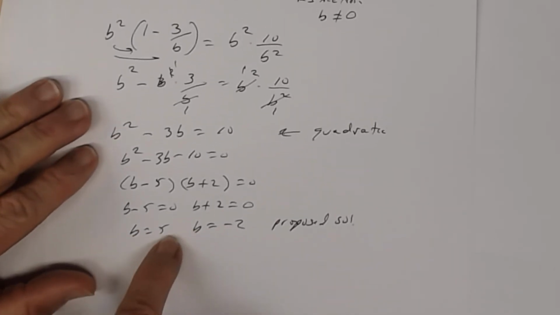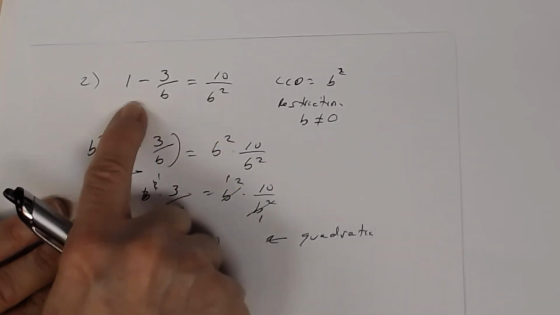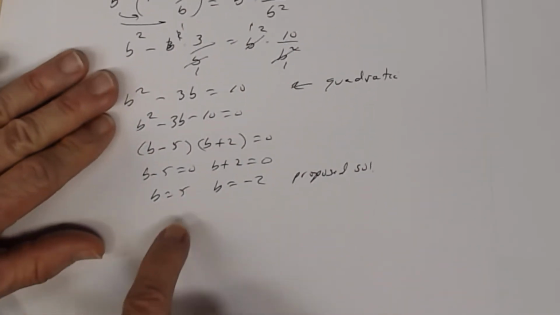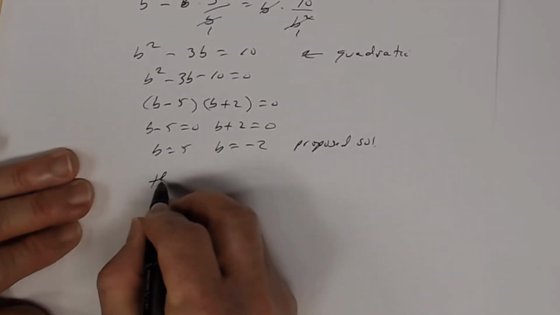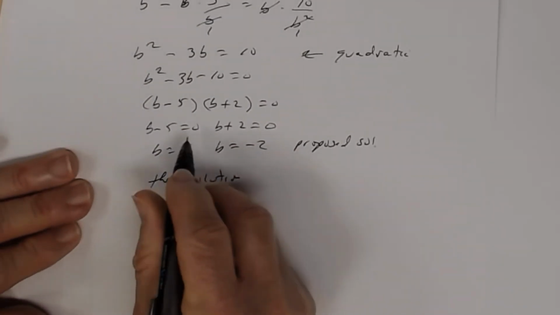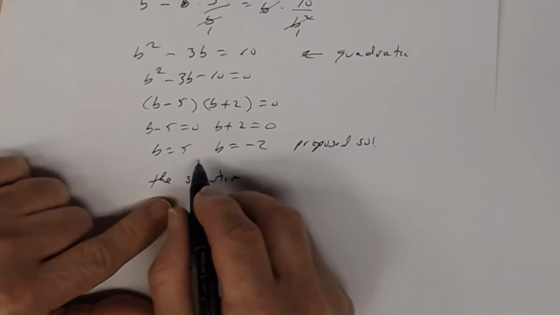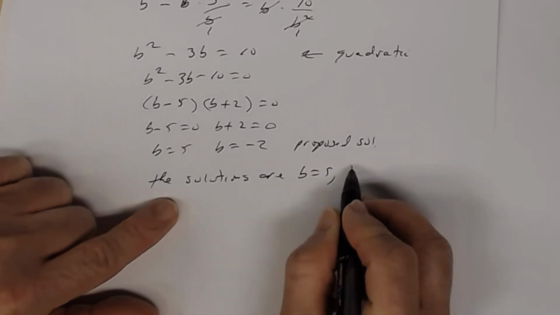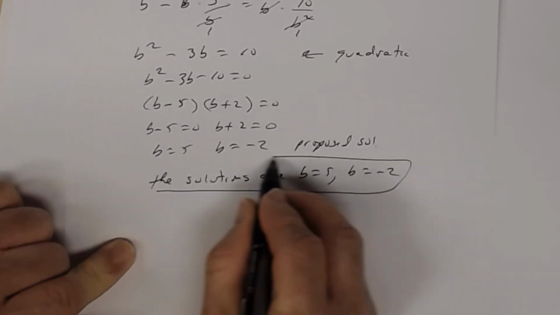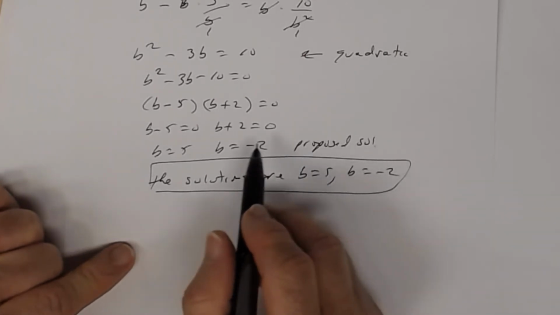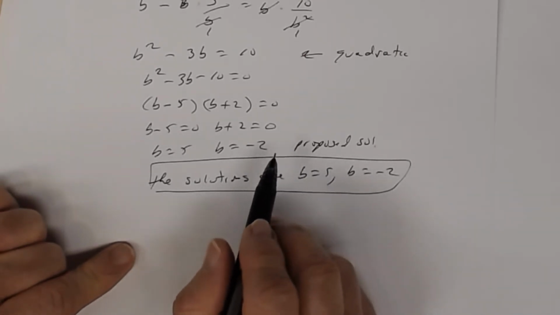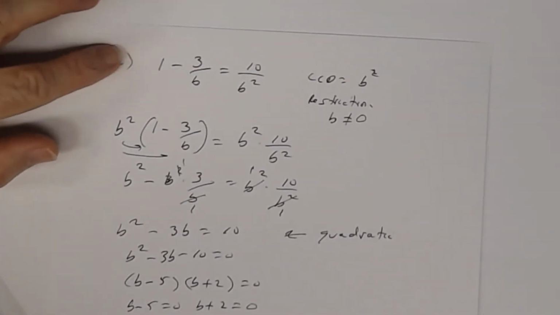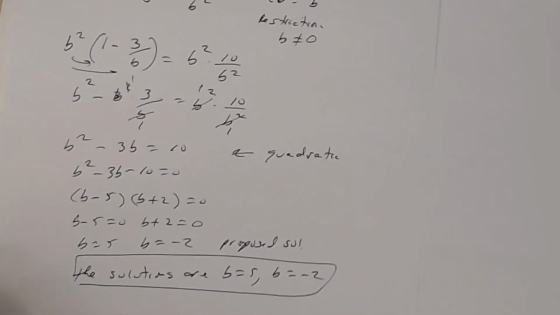are these proposed solutions a solution to the original rational equation? Yes, because the only restriction is 0, and these are not zeros. So these are not extraneous solutions. Those are not restrictions. So the solutions are b equals 5 and b equals negative 2. Okay? Now remember, these are called proposed solutions, so you've got to check and see if they're actually solutions to the original rational equation. All right, that's number 2.